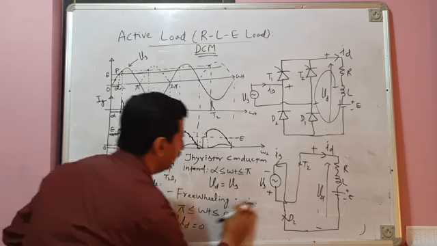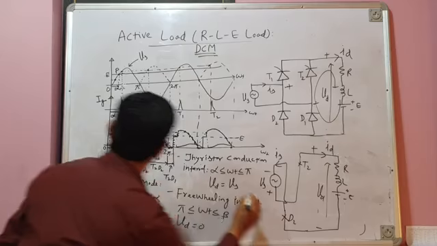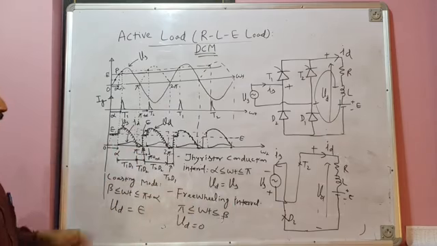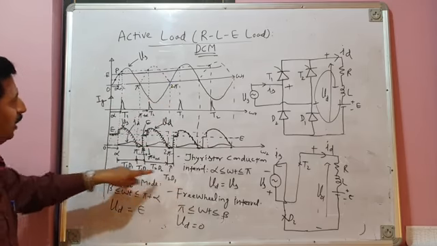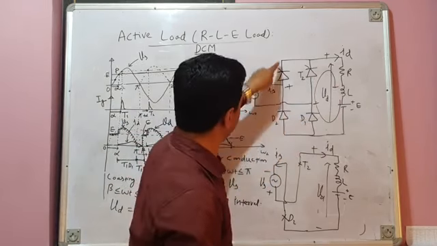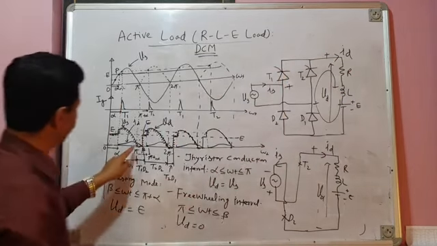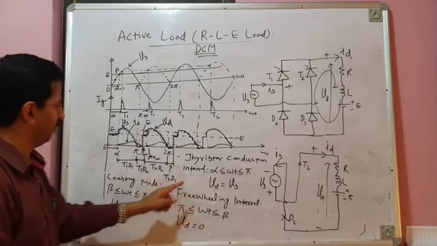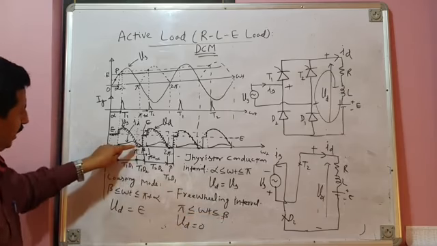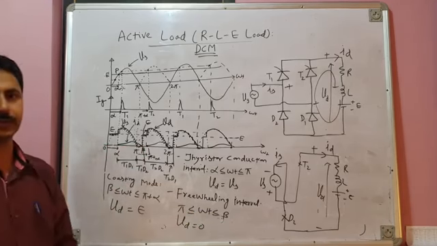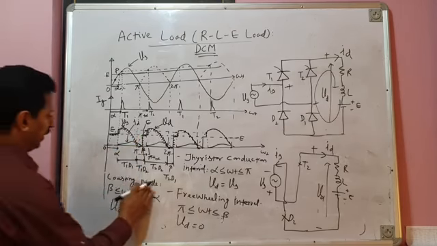Second interval is the freewheeling interval, and that is from pi to beta. And during this freewheeling interval, your current freewheels through T1 and D2. So the load is shorted by this pair of devices and load voltage is 0. So the freewheeling interval is from pi to beta, and during this period the load voltage is 0.